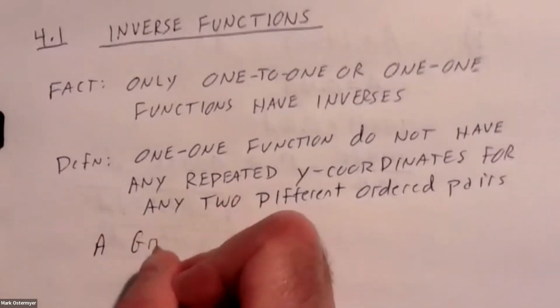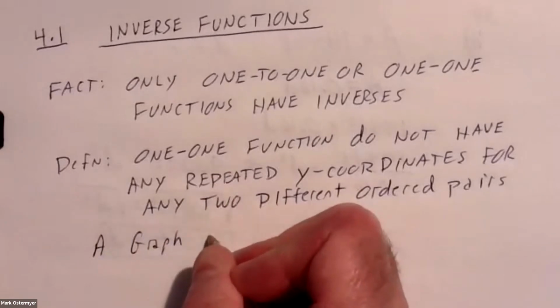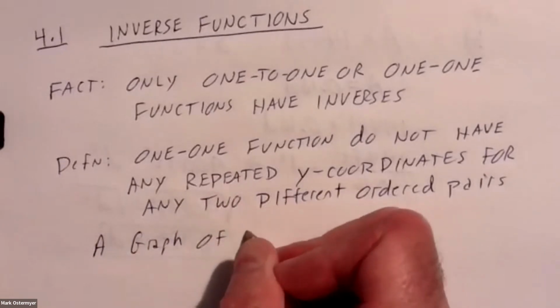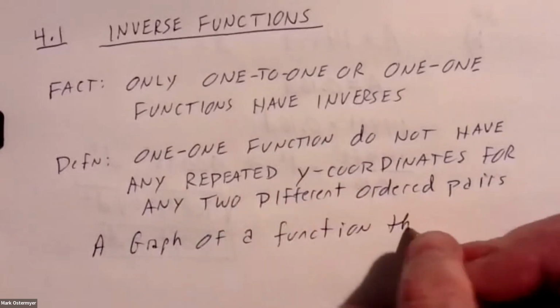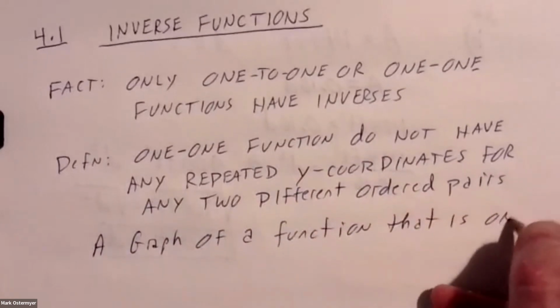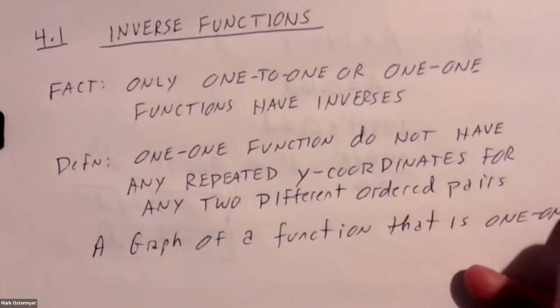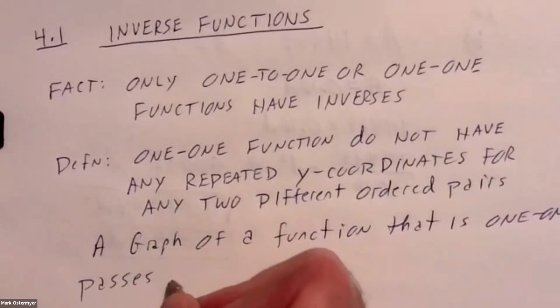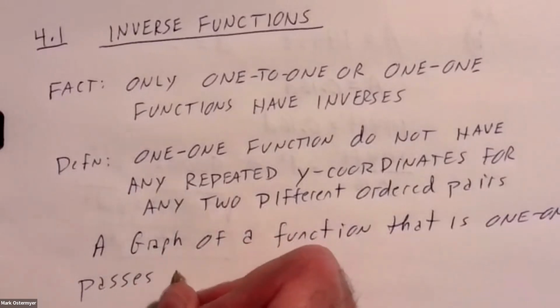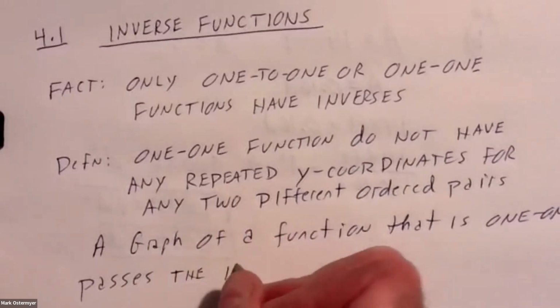So a graph of a function that is one-to-one passes a very simple test. It passes what is called the horizontal line test.